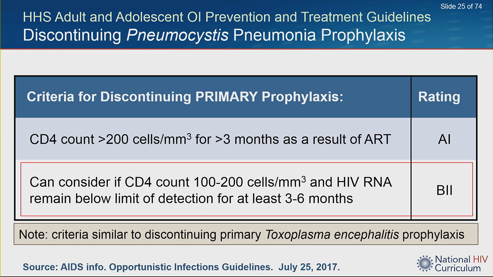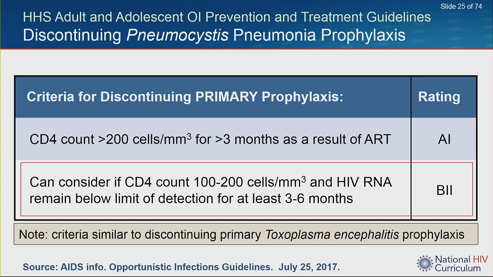So the formal and standard recommendation for several years now has been the top bar up there, that you can discontinue pneumocystis prophylaxis when the CD4 count has been above 200 for 3 months as a result of good antiretroviral therapy. And so we're assuming the person is engaged in care, they're on antiretroviral therapy, their viral load is suppressed.